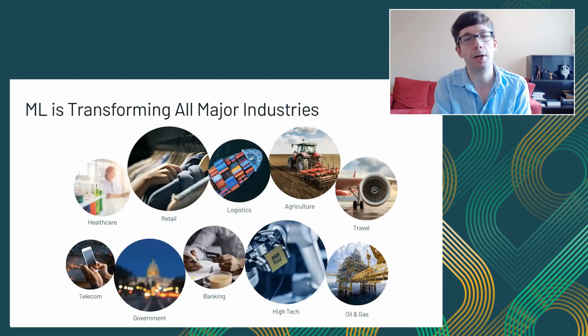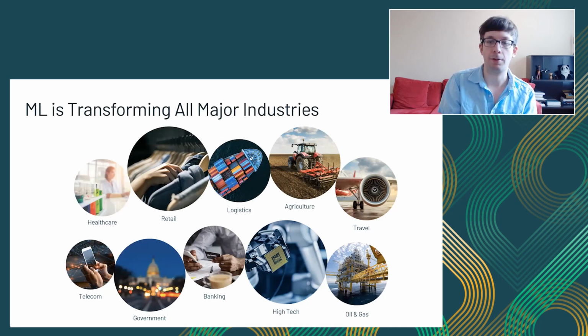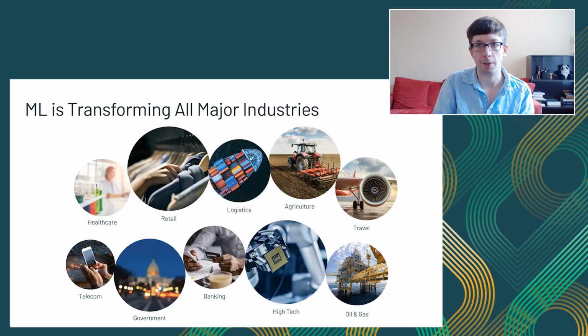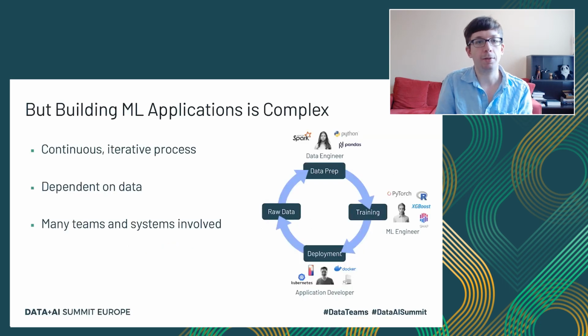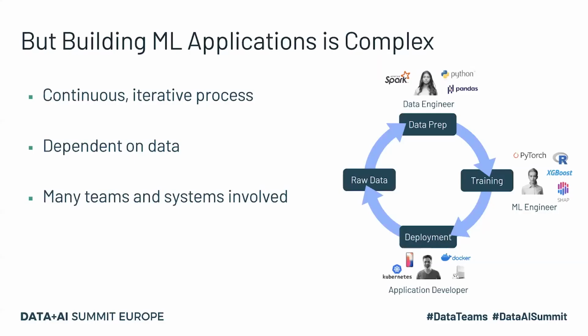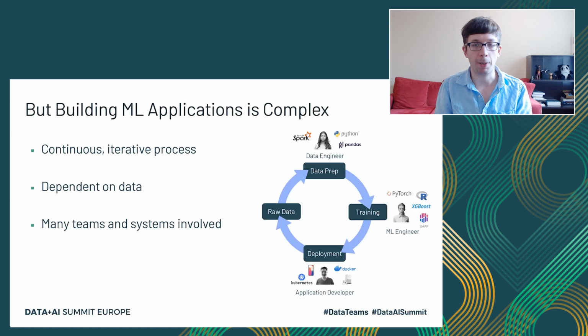So I think as everyone at this conference knows, machine learning is transforming all major industries. It's already deployed into hundreds of production use cases in each industry, and the number of use cases are just growing over time. But at the same time, building machine learning applications is complex. It's a continuous iterative process because the world that your application lives in keeps changing. And so you have to change the way that you model it and update models, retrain them, retest them, and so on. It's highly dependent on data.